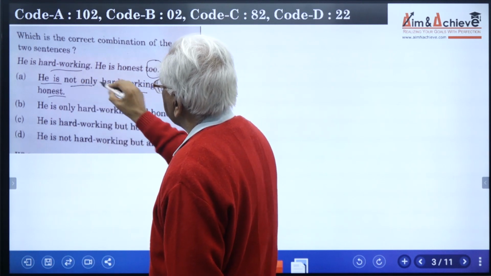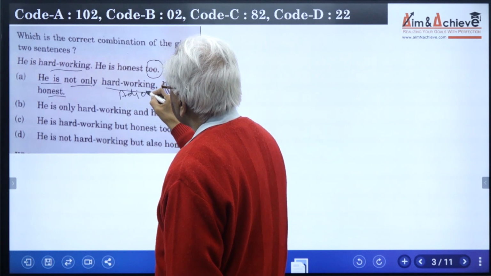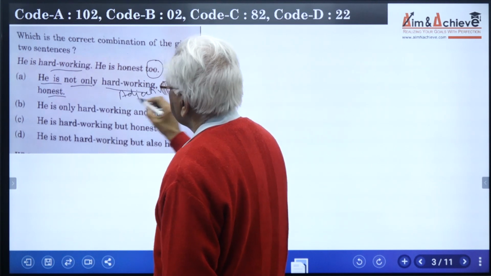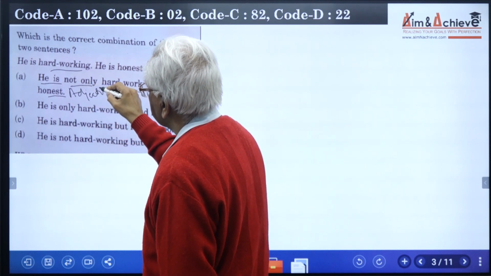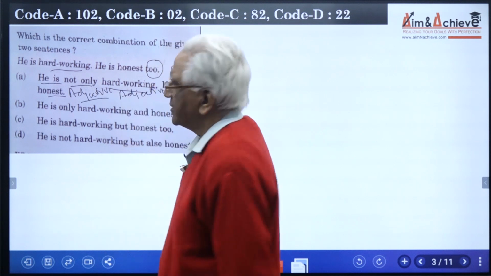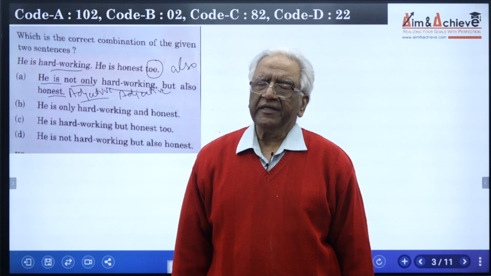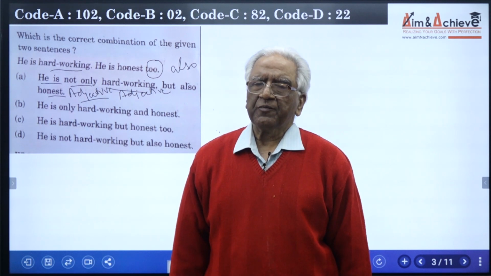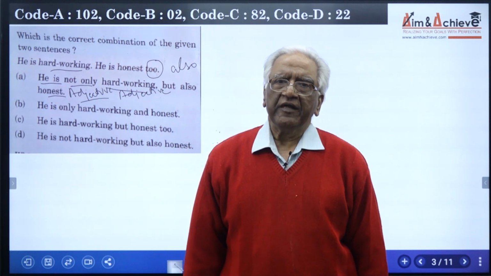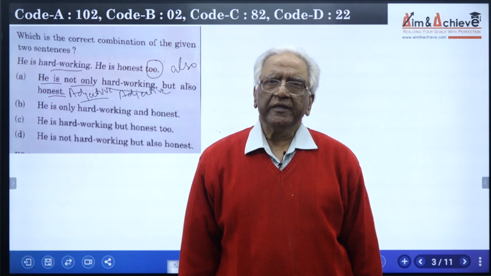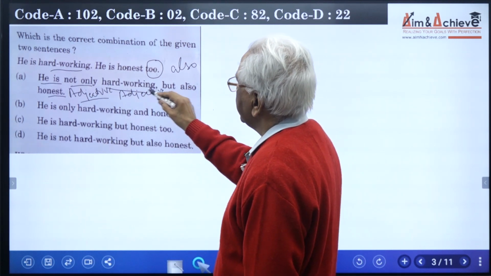Not only is followed by hardworking, this is an adjective, and here honest is also an adjective. That means there is a sense of parallelism. Please remember, not only plus adjective but also plus adjective. They are parallel structures, and parallel structures are invariably required when we use not only but also. That means option A is right.